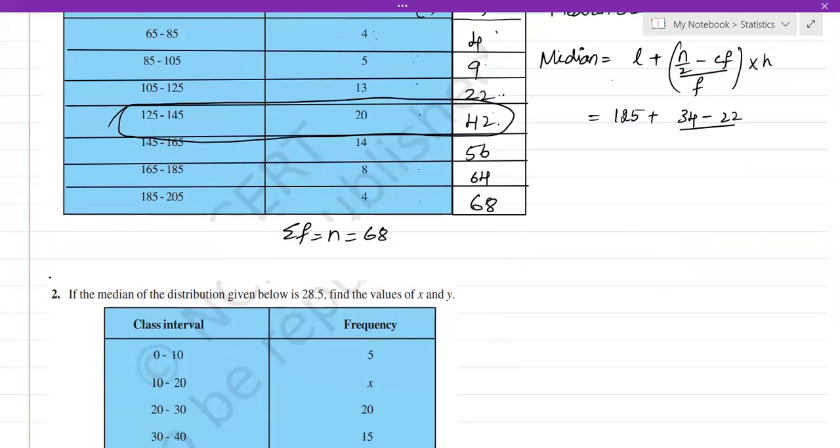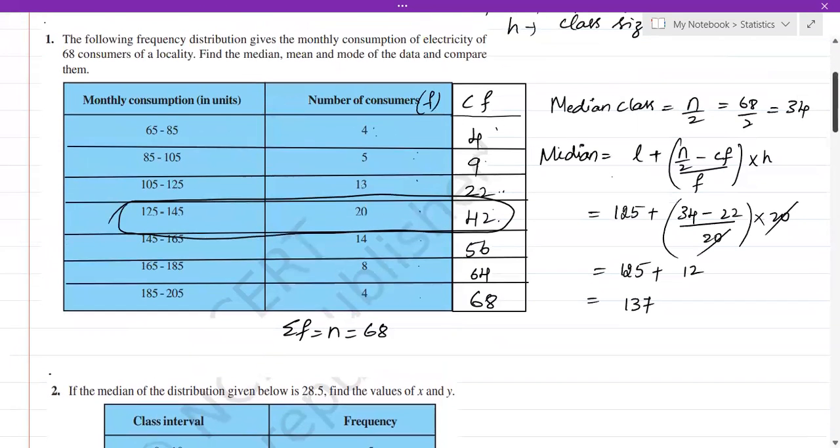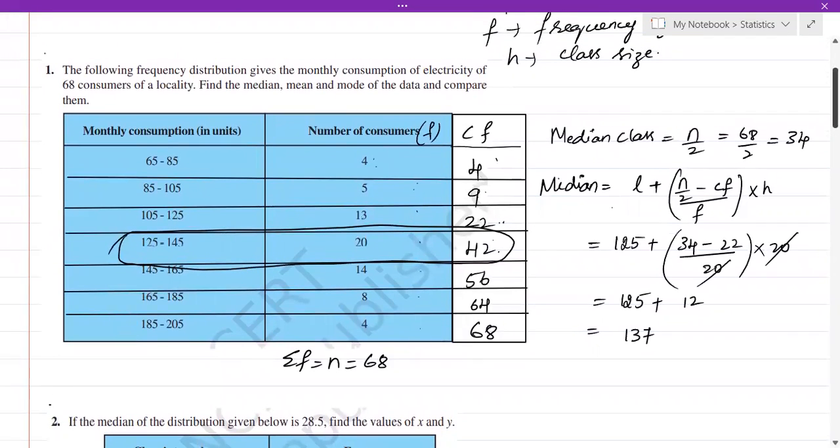That is 20. Frequency of the median class into class size. 145 minus 125 is 20. So you can cancel this 20 and this 20. So we'll be left with 125 plus 34 minus 22. We will get around 12, isn't it? So 125 plus 12 is 137. Therefore, the middlemost data, or the monthly consumption, the middle value will be 137 units.